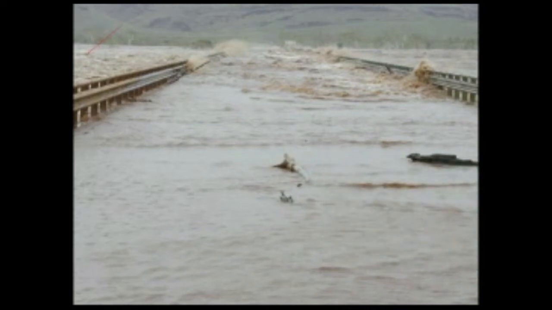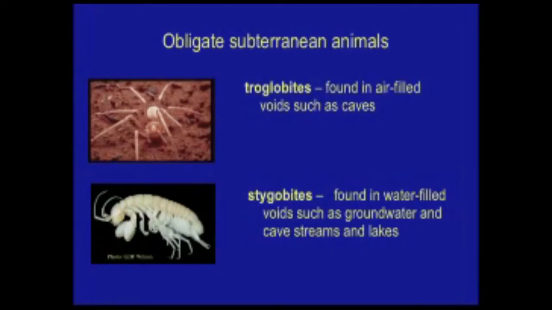I want to talk now about the nature of subterranean animals and their adaptations. So we've got what they term troglobites, which are animals that live all their lives in air-filled parts under the ground. So their whole life cycle is underground, but they live in the air parts. Or stygobites, which are the same, the obligate subterranean animals that live in voids which are water-filled, such as groundwater or cave streams. I'll mostly be talking about aquatic things, but I'll do a bit about the terrestrial stuff as well.